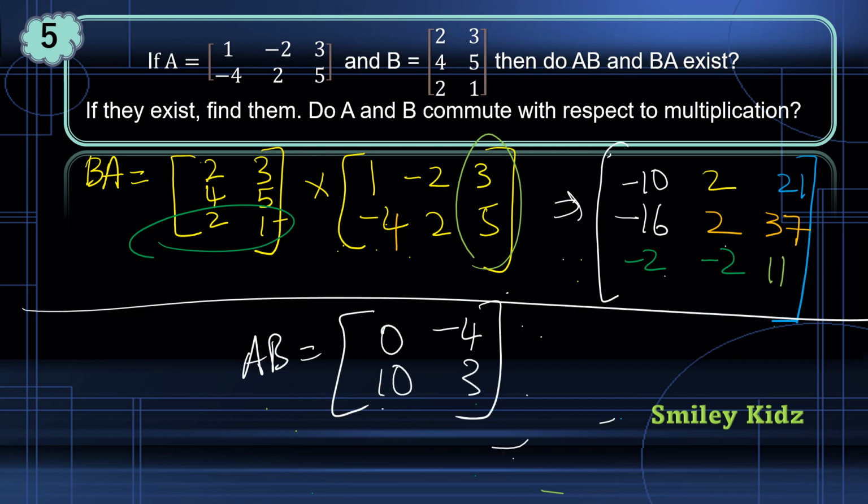Now have a look at AB and BA. Are they equal? They are not equal. So A and B do not commute with respect to multiplication.